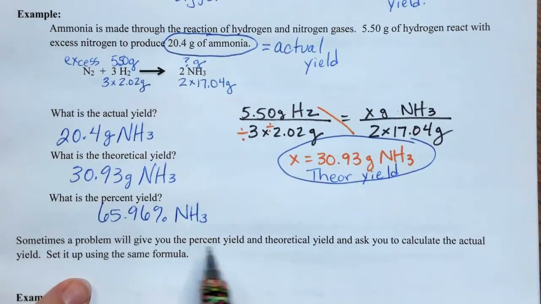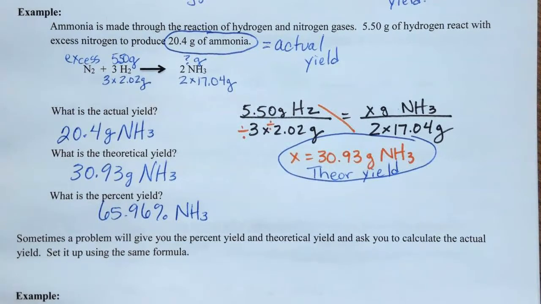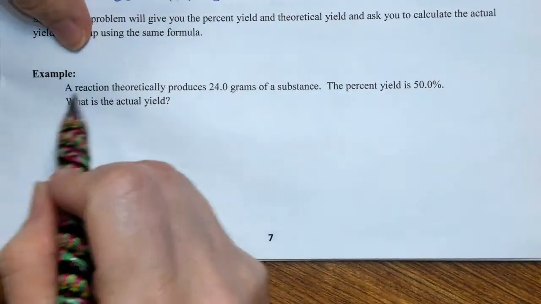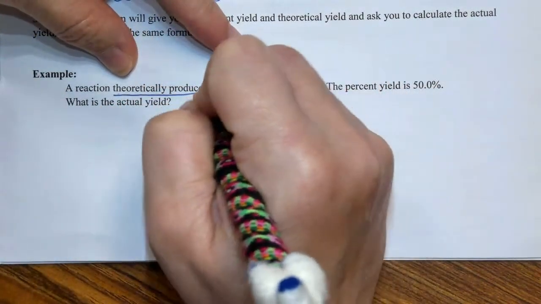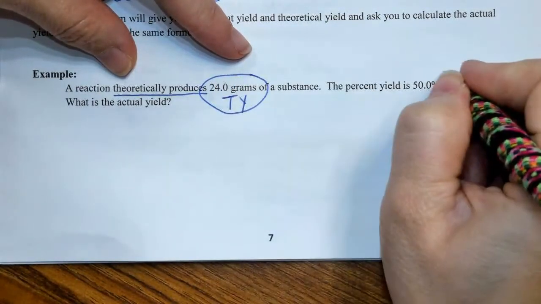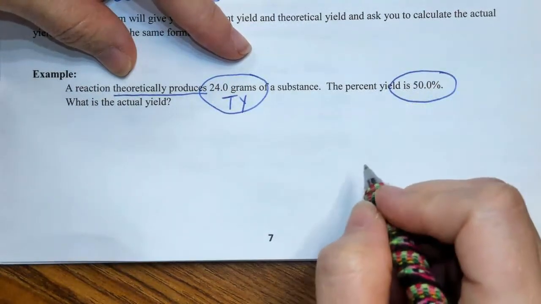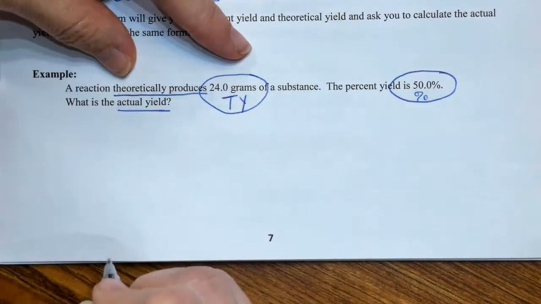Sometimes a problem will give you the percent yield and the theoretical yield and ask you to calculate the actual yield, and we're going to use the same formula. I'll show you an example below. In this case, a reaction theoretically produces 24 grams of a substance. This is my theoretical yield. And then notice here we have the percent yield, and they want to know what is the actual yield.